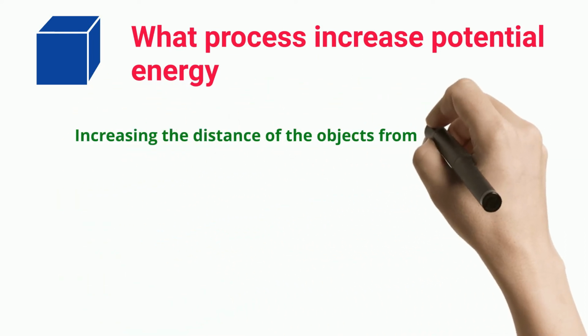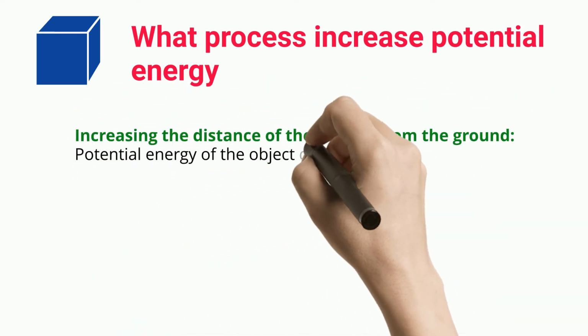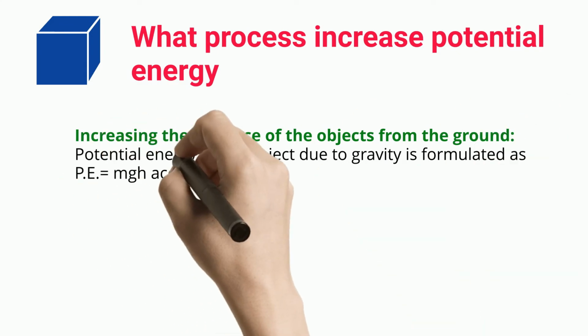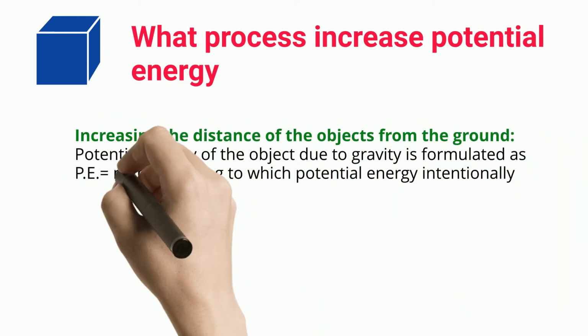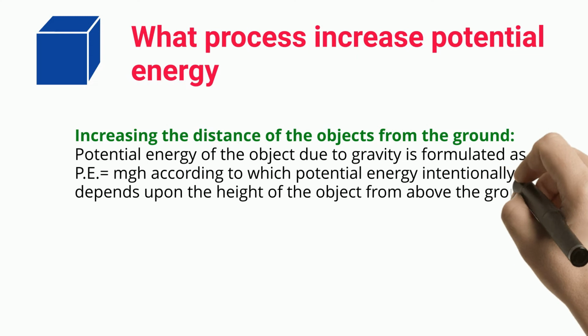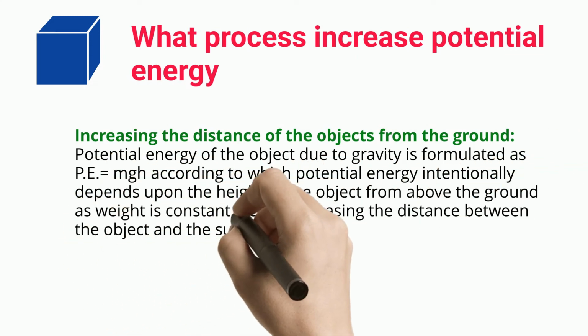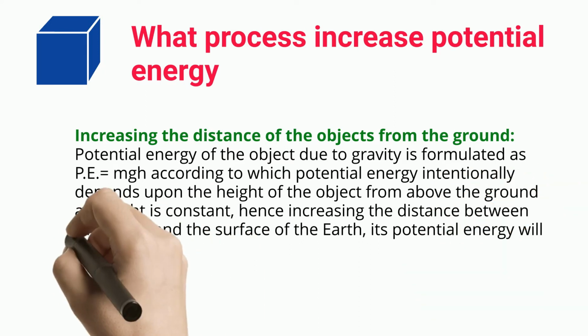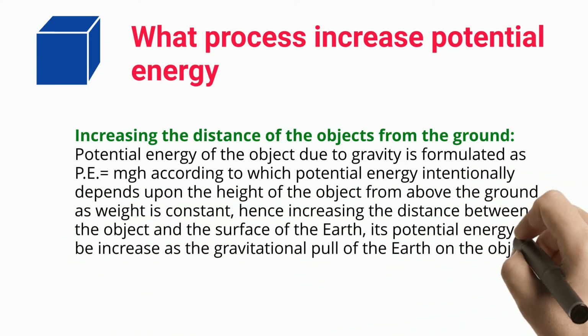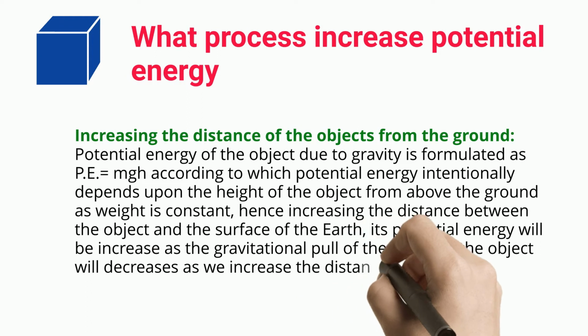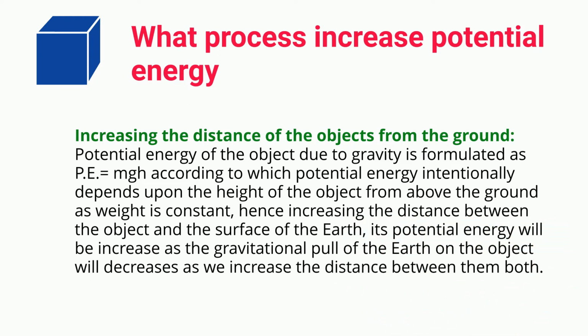Increasing the distance of the objects from the ground: the potential energy of an object due to gravity is formulated as P.E equals mgh, according to which potential energy directly depends upon the height of the object above the ground. As weight is constant, increasing the distance between the object and the surface of the Earth increases its potential energy, as the gravitational pull of the Earth on the object decreases as we increase the distance between them both.